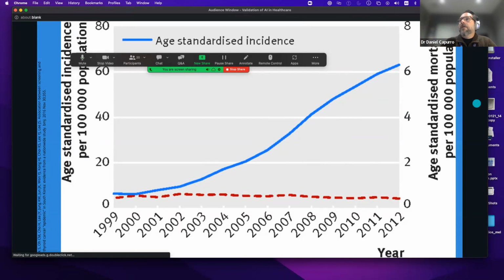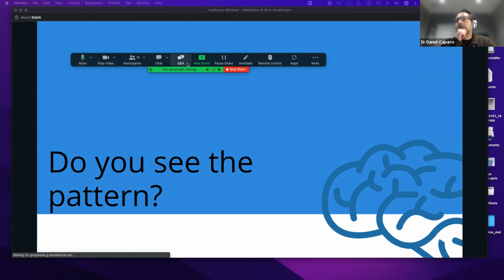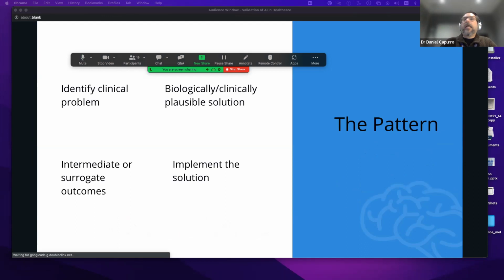So then my question is, do you see any patterns? I know that you may not be able to interact with me here, but think about what the pattern is here. And I have the answer.